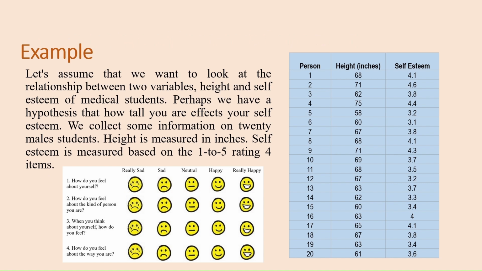Here we consider an example for correlation analysis. Assume that we want to look at the relationship between two variables, height and self-esteem of medical students. Perhaps we have a hypothesis that how tall you are affects your self-esteem. We collect some information on 20 male students. Height is measured in inches. Self-esteem is measured based on a 1 to 5 rating, 4 item scale.